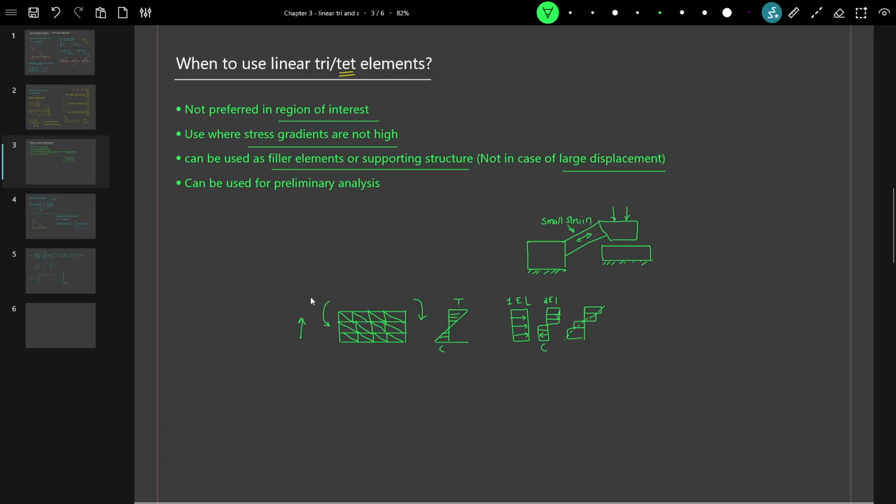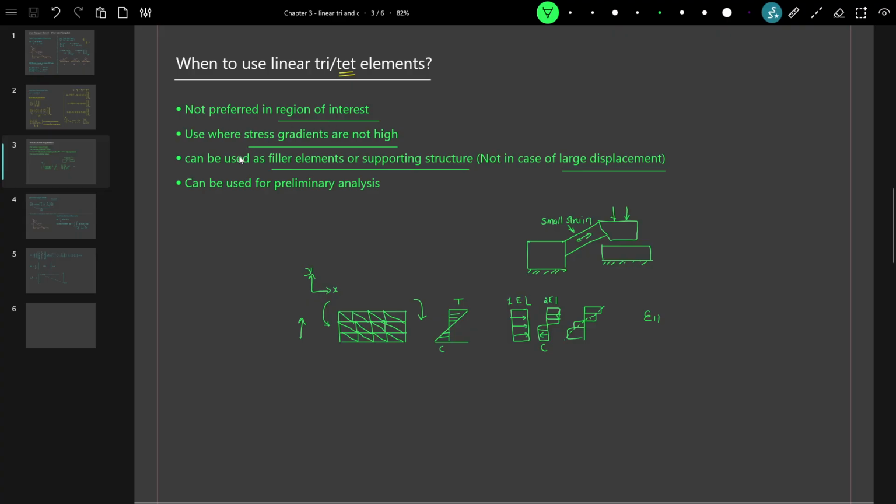So this is R. If I take XY, okay, these are epsilon 1 1. Similarly, epsilon 2 2 as well. We can see we cannot capture the gradients with a fewer number of elements. So tri elements are computationally inexpensive, but we need a lot of refinement compared to other element types to capture the stress gradients. So therefore, it is not preferred.